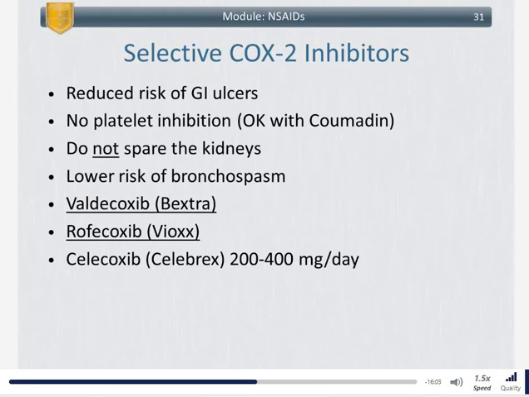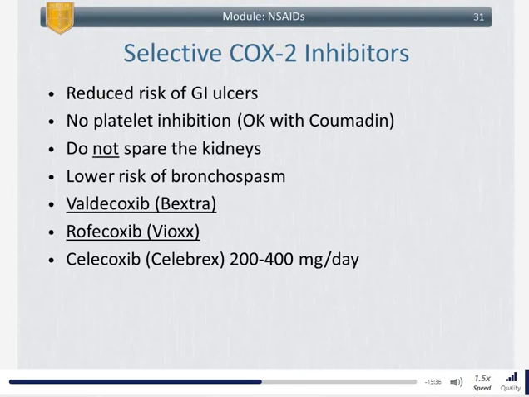Okay, so why might we be interested in COX-2 selective? Well, all of those reactions you see, generally the COX-2s are safer. There is a reduced risk of GI ulcers. As we talked about, we only know that relatively short term. There is no platelet inhibition. So I say here, okay with Coumadin, meaning you're not inhibiting platelets.